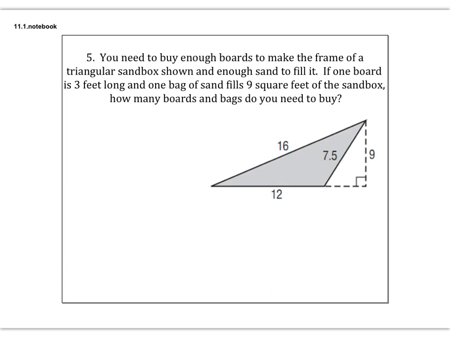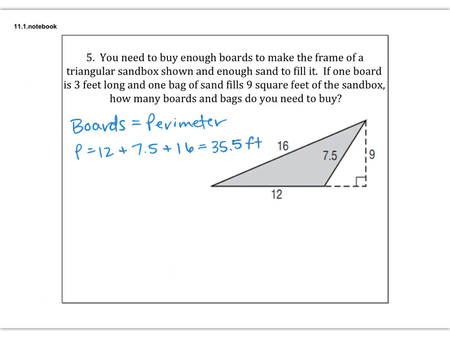Well, boards, aren't the boards going to go around the outside? So the boards are going to basically be your perimeter. Okay, so let's think about what is the perimeter of the shaded triangle. To get your perimeter, it's going to be add up all the sides, so 12 plus 7.5 plus 16. You do not need to include the 9. That's not part of the shaded triangle. When you add all of those up, you get 35.5 feet.